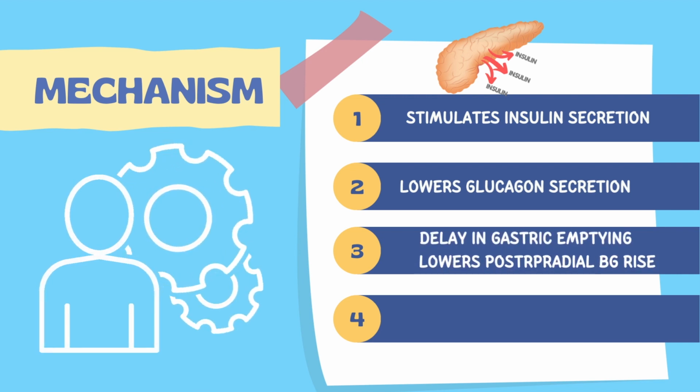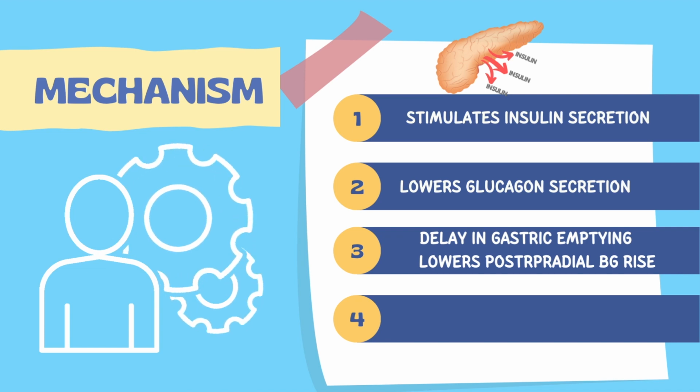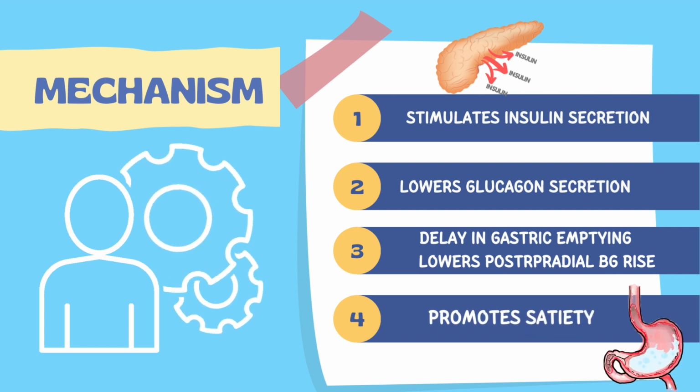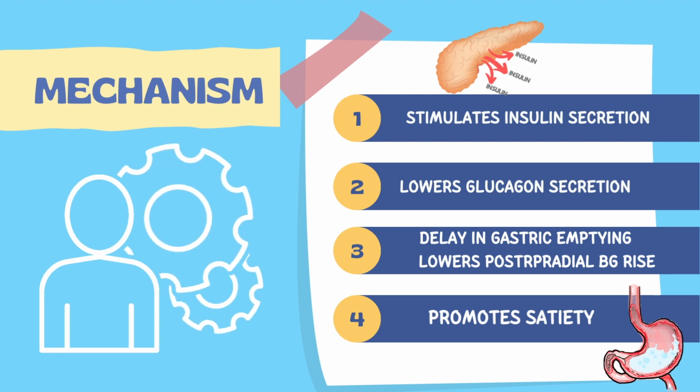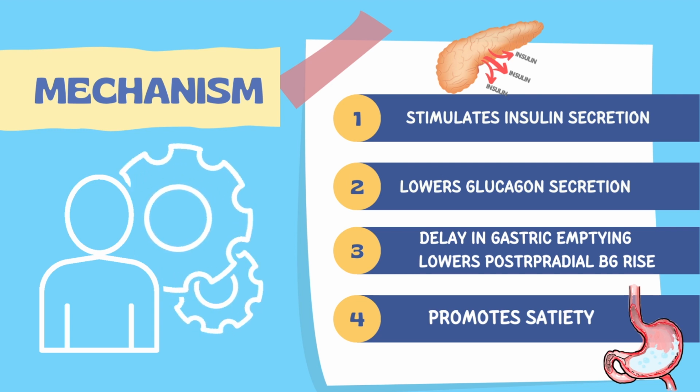The next mechanism is that it delays gastric emptying. This allows food to sit a little bit longer in the stomach, so it doesn't move right away to the small intestine where it's absorbed. By doing this, it can also help to lower postprandial blood glucose rise. And finally, it promotes satiety, a feeling of fullness, so you don't feel as hungry. The way this mechanism works is that there's also some communication between the gut and the brain, and we'll come back to this as we progress through the presentation.